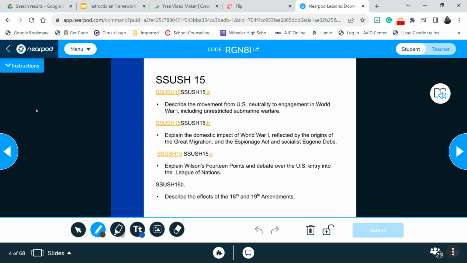15C, explain Wilson's 14 points and the debate over U.S. entry into the League of Nations. And then 16B is going to be describe the effects of the 18th and 19th Amendments. We may not cover every last one you have here. We're going to cover the majority of it, though, definitely today. I'll give you a couple more minutes to do that. Underline and circle. And again, 50% of your grade is with the notes you take on your paper, and the other 50% is what you do here in the Nearpod.